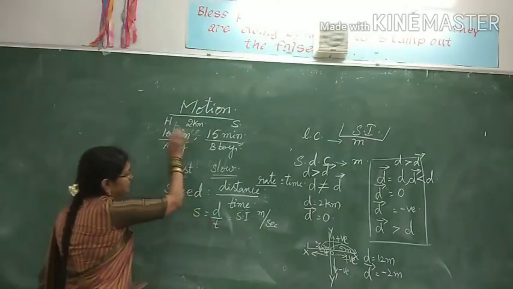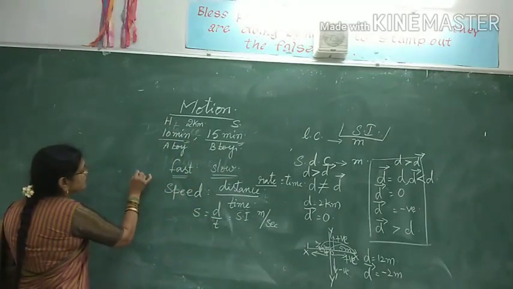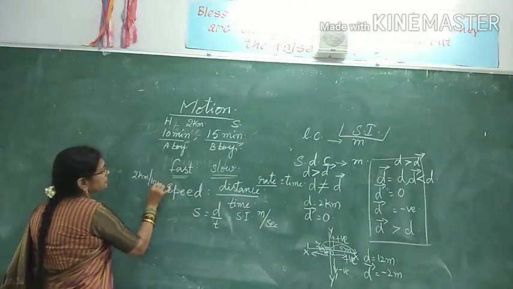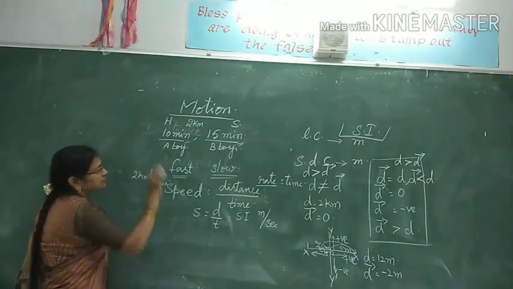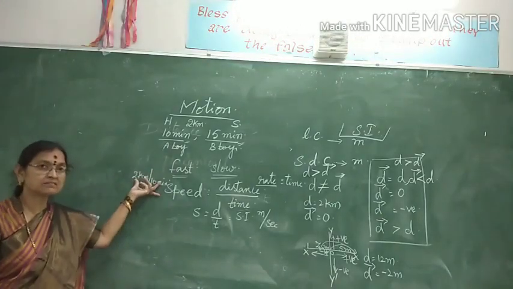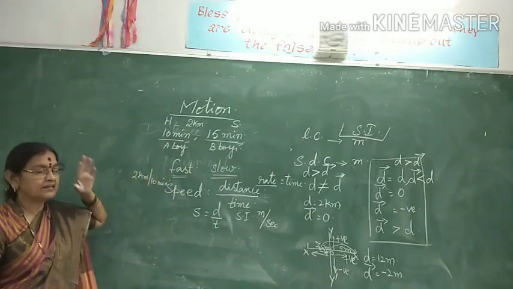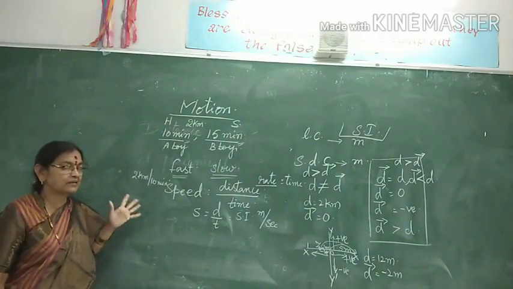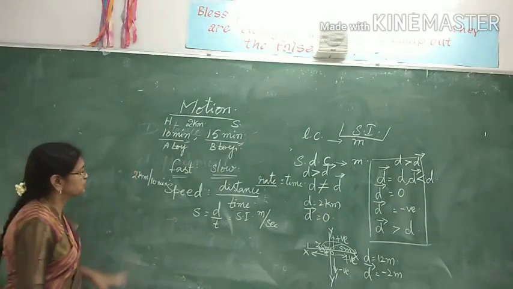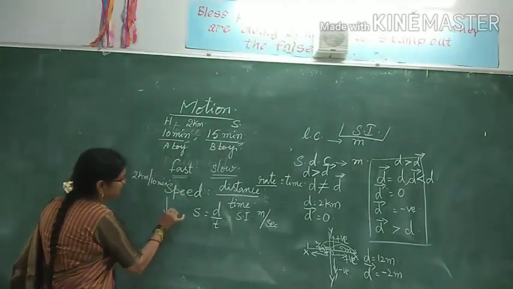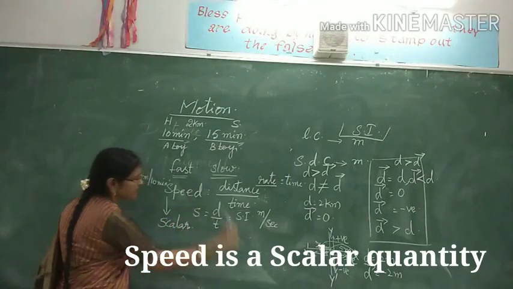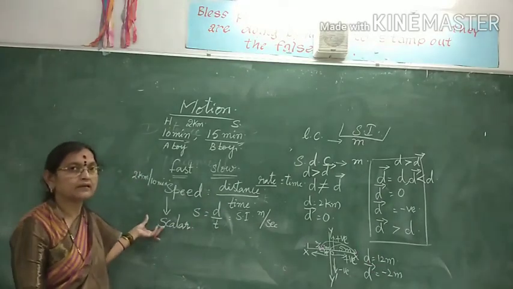Suppose, when I am saying the first point, 2 kilometers per 10 minutes, that means he is going very fast. He is covering a distance of 2 kilometers in 10 minutes. No need for another explanation for this. So speed is what type of quantity? Scalar. It is a scalar quantity.